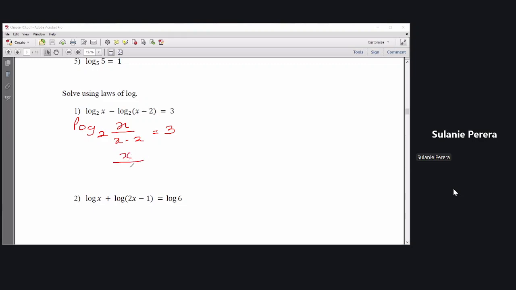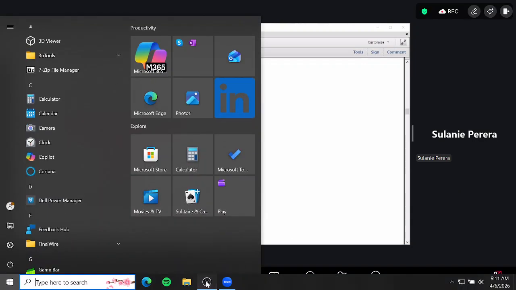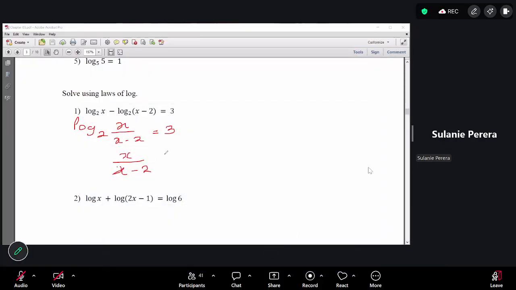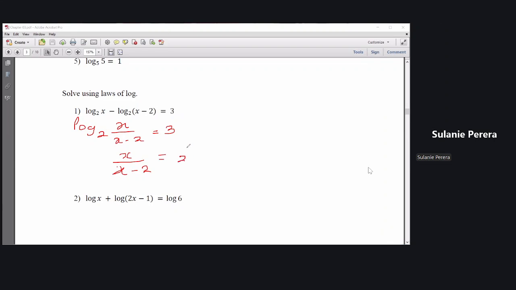x divided by x minus 2 equals 2 to the power 3. x over x minus 2 equals 8. Now you can solve this. x equals 8x minus 16. 16 equals 7x. x equals 16 over 7.